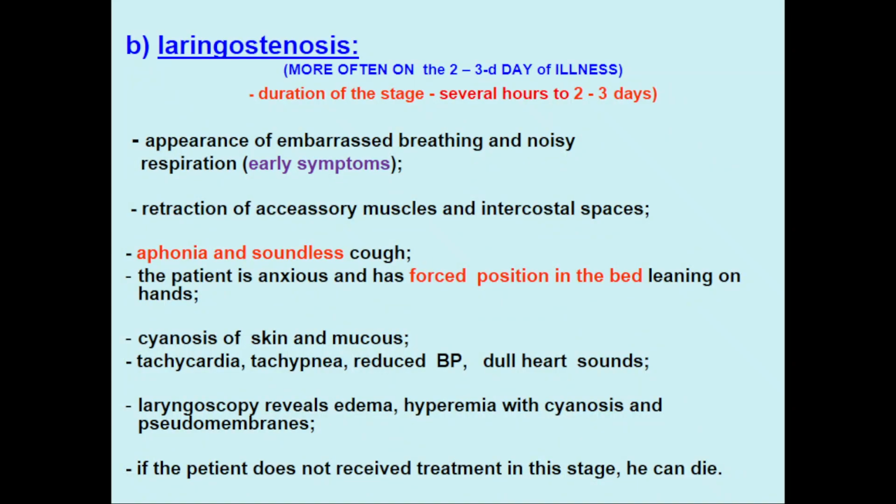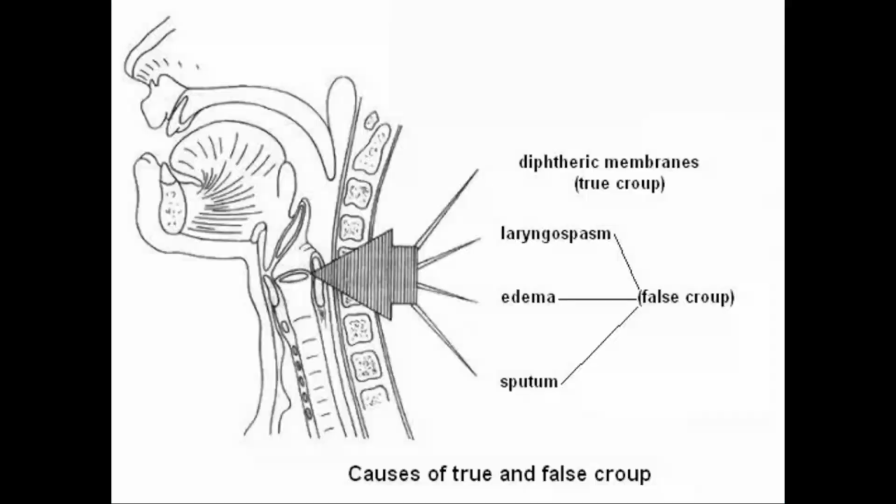Laryngostenosis, more often on the second, third day of the illness, duration of the stage several hours to 2 to 3 days. Appearance of embarrassed breathing and noisy respiration, an early symptom. Retraction of accessory muscles and intercostal spaces. Aphonia and soundless cough. The patient is anxious and has a forced position in the bed, leaning on hands. Cyanosis of skin and mucosa. Tachycardia, tachypnea, reduced blood pressure, dull heart sounds. Laryngoscopy reveals edema, hyperemia with cyanosis and pseudomembranes. If the patient does not receive treatment at this stage, he can die.